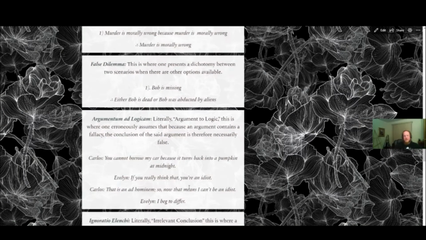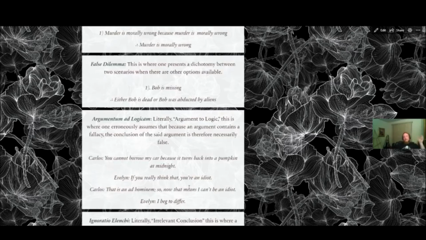Let's look at false dilemma. This is where one presents a dichotomy, or a false choice between two scenarios. Now, we could have a false trilemma. We could have a false quadrilemma. This is where someone says it has to be one or the other, when other options are available.